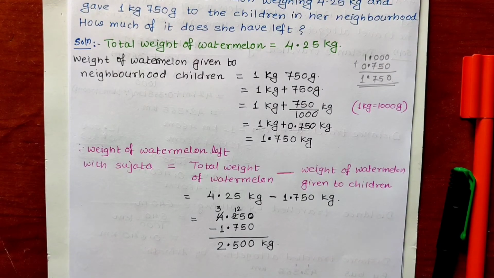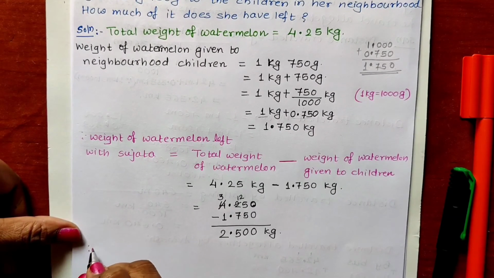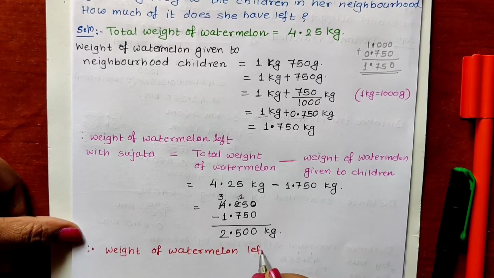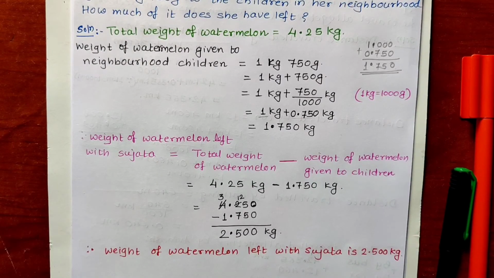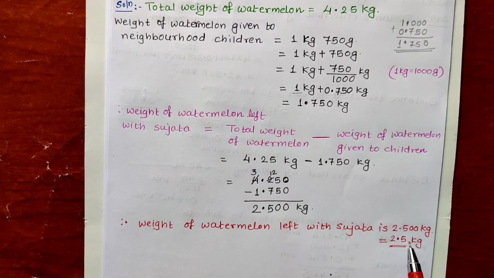So write the answer statement. We have to write carefully. Therefore, weight of watermelon left with Sujata is 2.500 kg, kilogram. Now see children, 2.500 kg means 2.5.